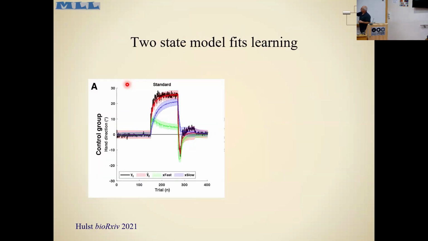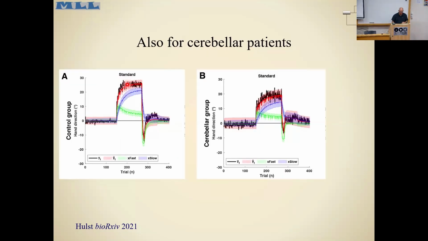So here's a two-state model fitting some data. This is real data from some people. And it fits also for cerebellar patients, but you can see that they learn more slowly, right?